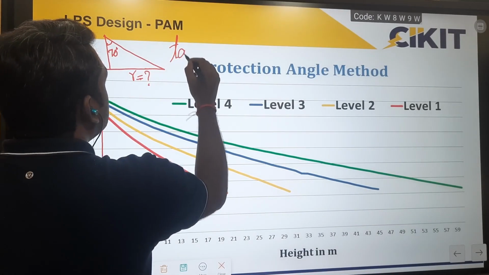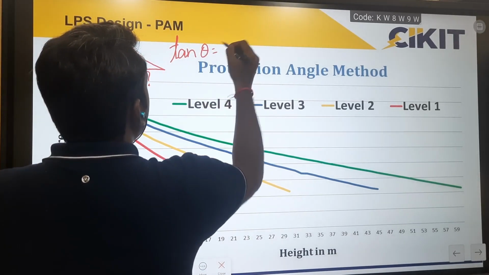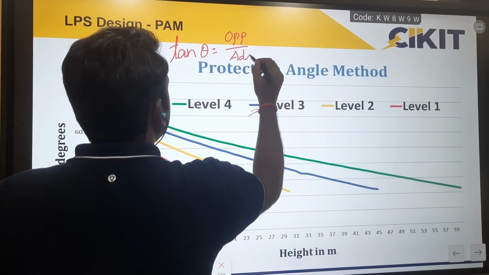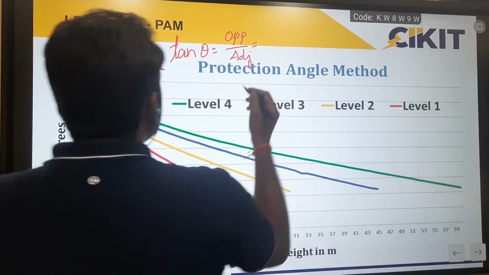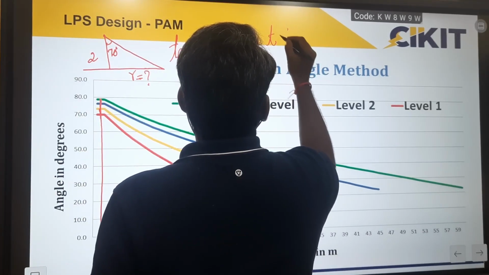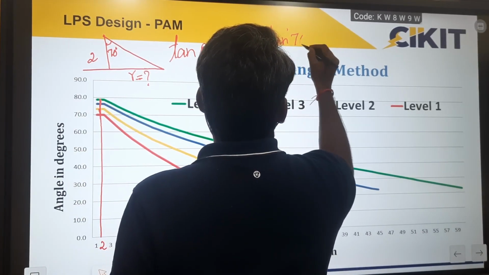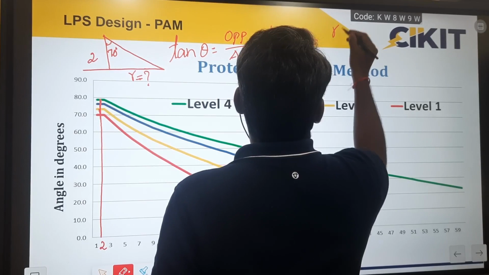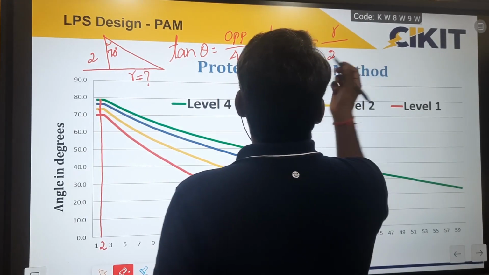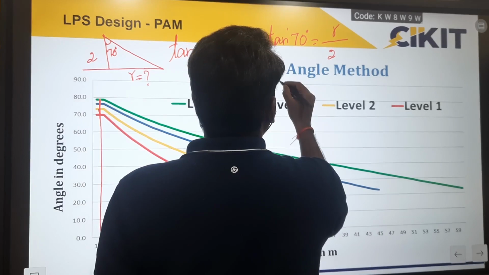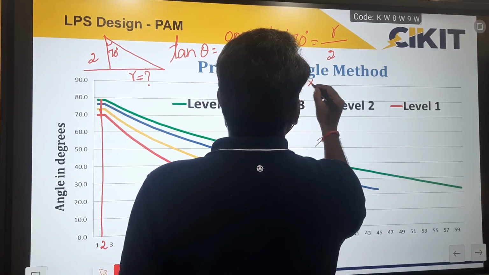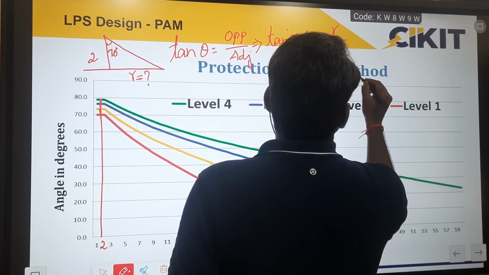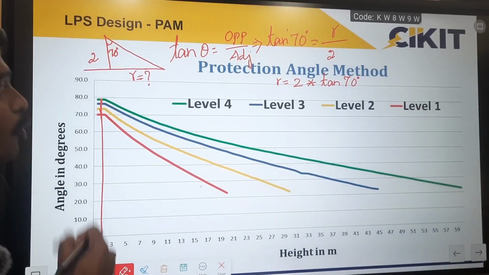We know that tan theta is equal to opposite side by adjacent side. In our case, the opposite side is R and the angle is 70 degrees. So tan 70 degrees is equal to R divided by 2. If we substitute the values, we find that R is equal to 2 into tan of 70 degrees. The tan 70 will be approximately 2.8.